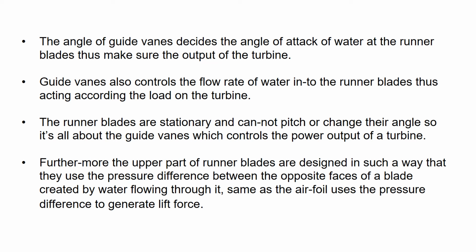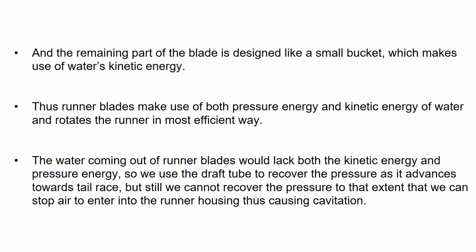And again, we know that the runner blades, we have already seen, are designed so that they have two parts, upper part and lower part. The upper part has pressure difference, the lower part has the impulsive force, and these two make the runner rotate. That is being explained in this slide.